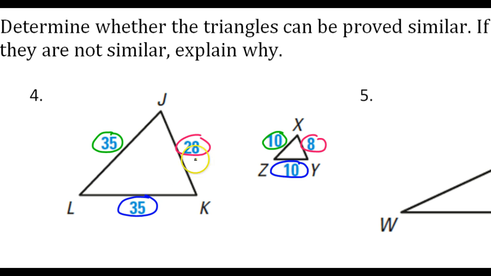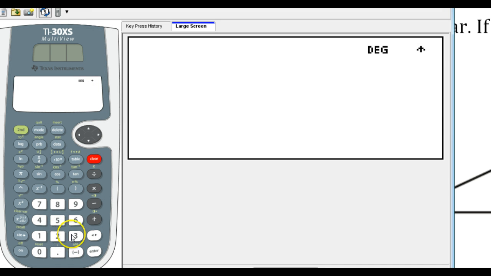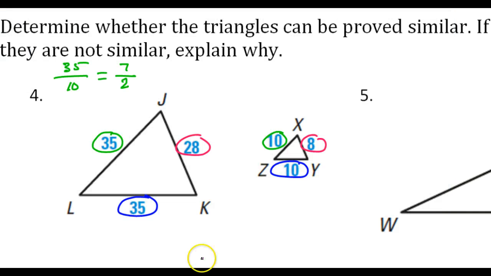Let's check to see if the sides are proportional. If I do the greens, that is 35 over 10. Both of these are divisible by 5. 35 divided by 5 is 7, 10 divided by 5 is 2, so 7 over 2. If you have any trouble with that, 35 over 10, you see it is 7 over 2.